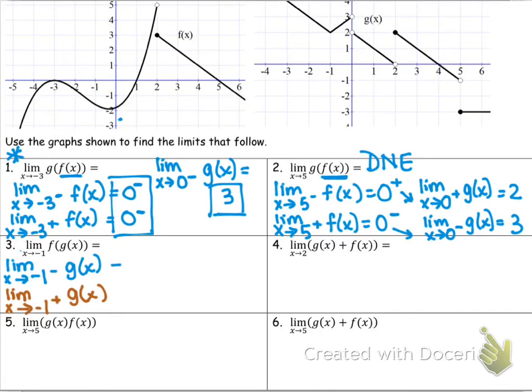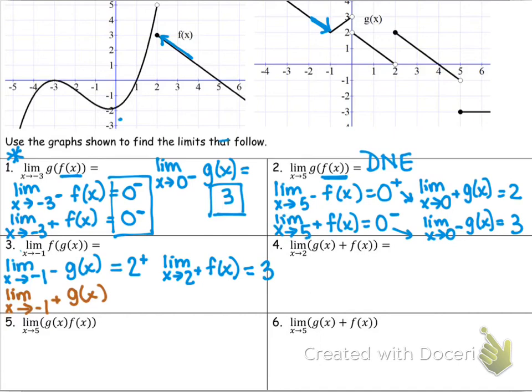Okay, so we're taking the limit as x approaches -1 from the left of g of x. So the limit as x approaches -1 from the left of g of x is going to be 2. Coming from which side? Coming from above. So I'm going to put a plus sign here. Then I'm going to go to the other graph and find the limit as x approaches 2 from above. So the limit as x approaches 2 from the positive side. Now it's the x value that's approaching 2 from the positive side, and it's approaching an output of 3.